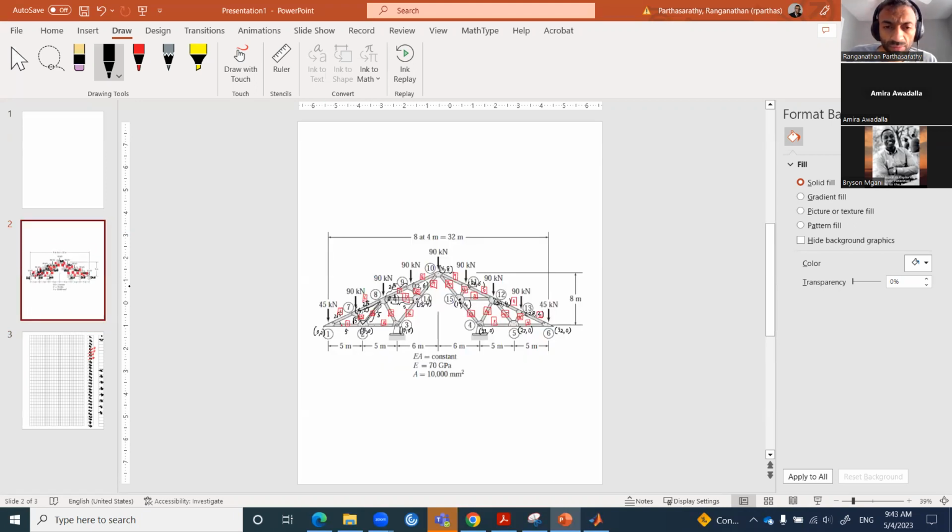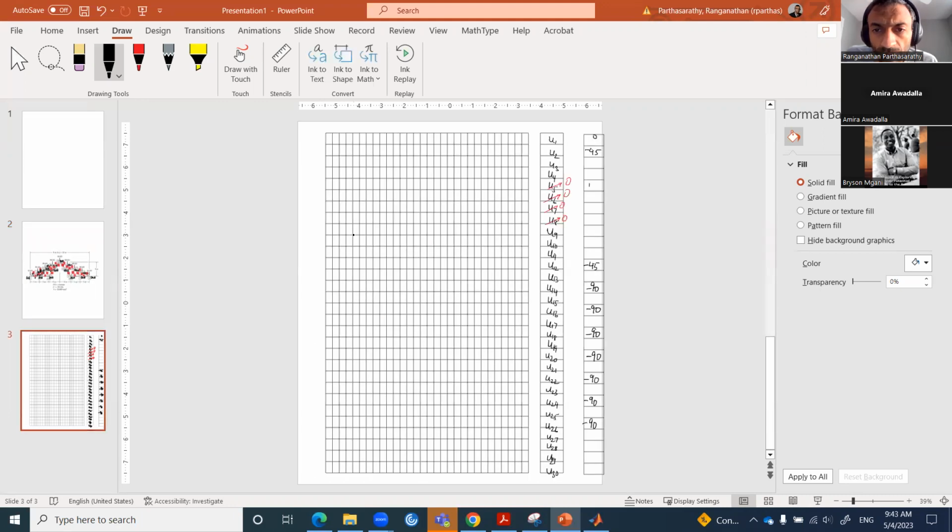Then we don't know the reactions on those, so F5, F6, F7, F8, we don't know. And the rest are zeros.